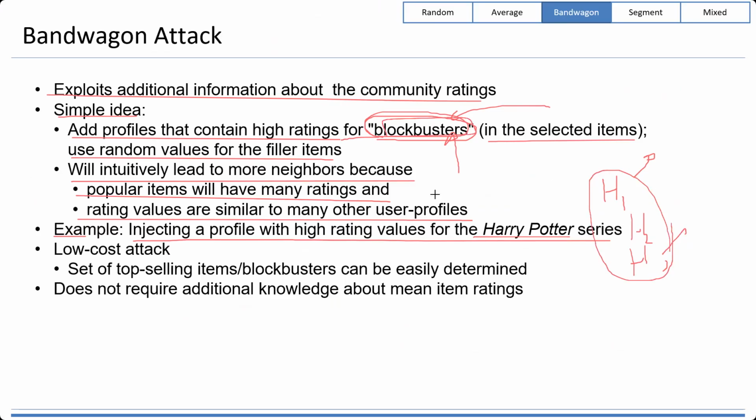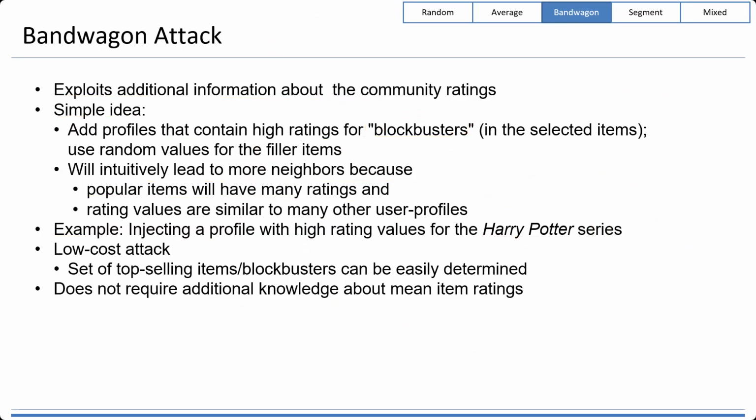And next, we need to check what are the filler items. After we know that the person likes Harry Potter, we need to find what are the other movies that the user may like. This is a low cost attack, because we focus on the most popular items.